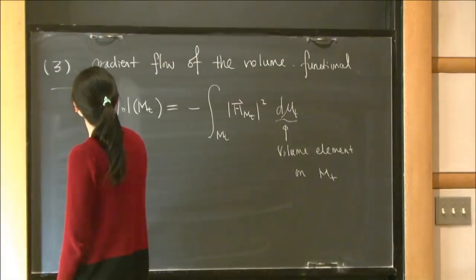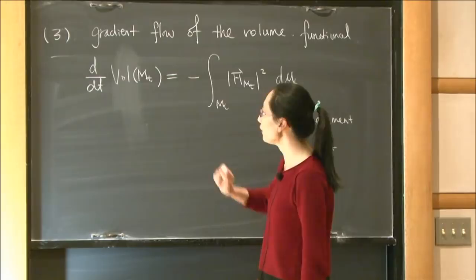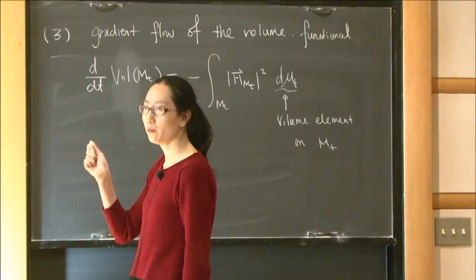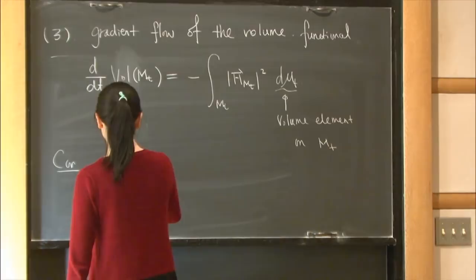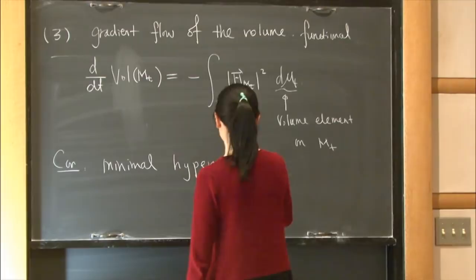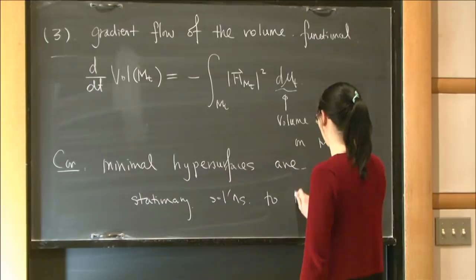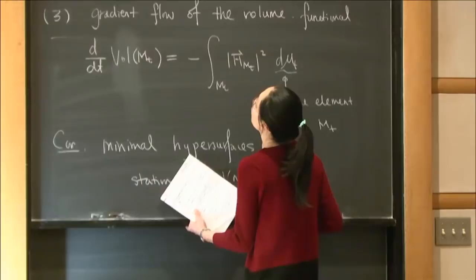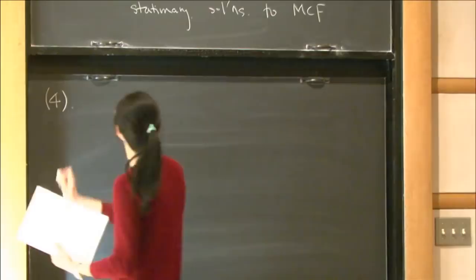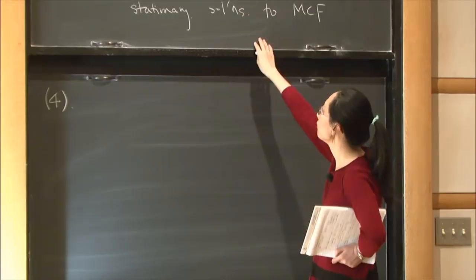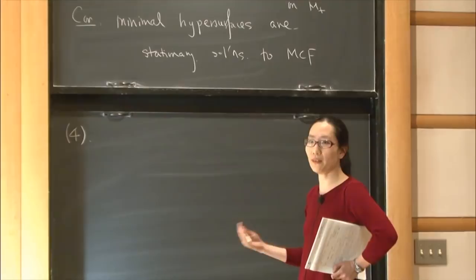From this explanation, immediately you see that a minimal hypersurface is going to be a stationary solution to the flow. So, corollary: minimal hypersurfaces are stationary solutions to mean curvature flow. By this remark, in theory you can use the flow to find critical points, though it's not a very effective way to do that.